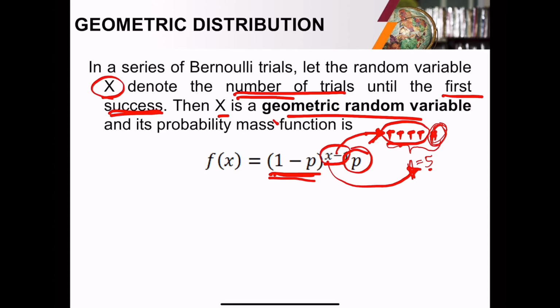That is, 1 minus p raised to x minus 1 times p, or the probability of success. Now, let's have an illustration. Okay, so p again is greater than 0 but less than 1, so it's in between 0 and 1. And x will get integral values of 1, 2, 3, and so on.